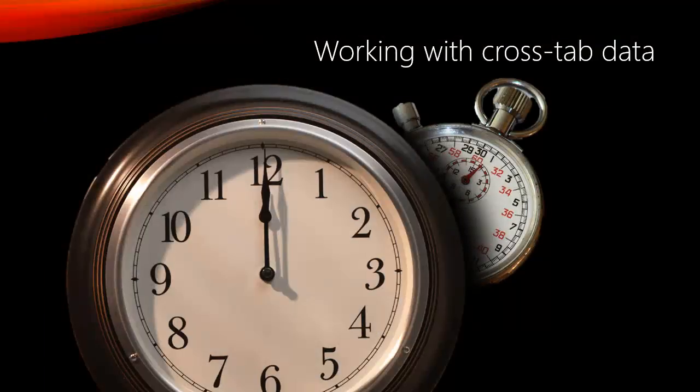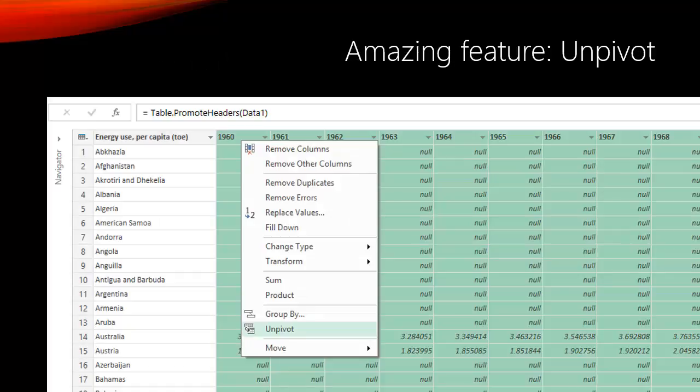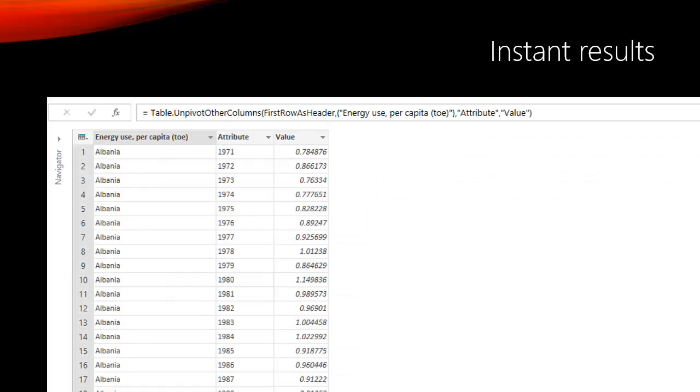Here is how hours of work can be done in seconds using Power Query. Look at this data of oil consumption by country across years. This is a cross tab. Just select the columns and choose Unpivot, and the job is done instantly.